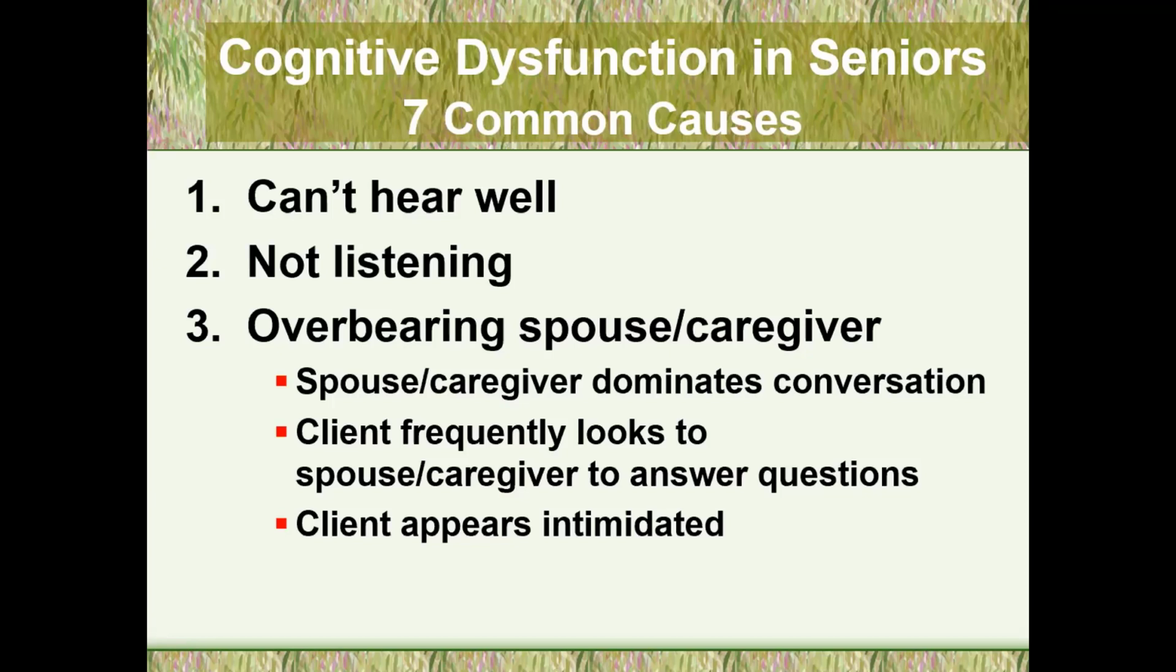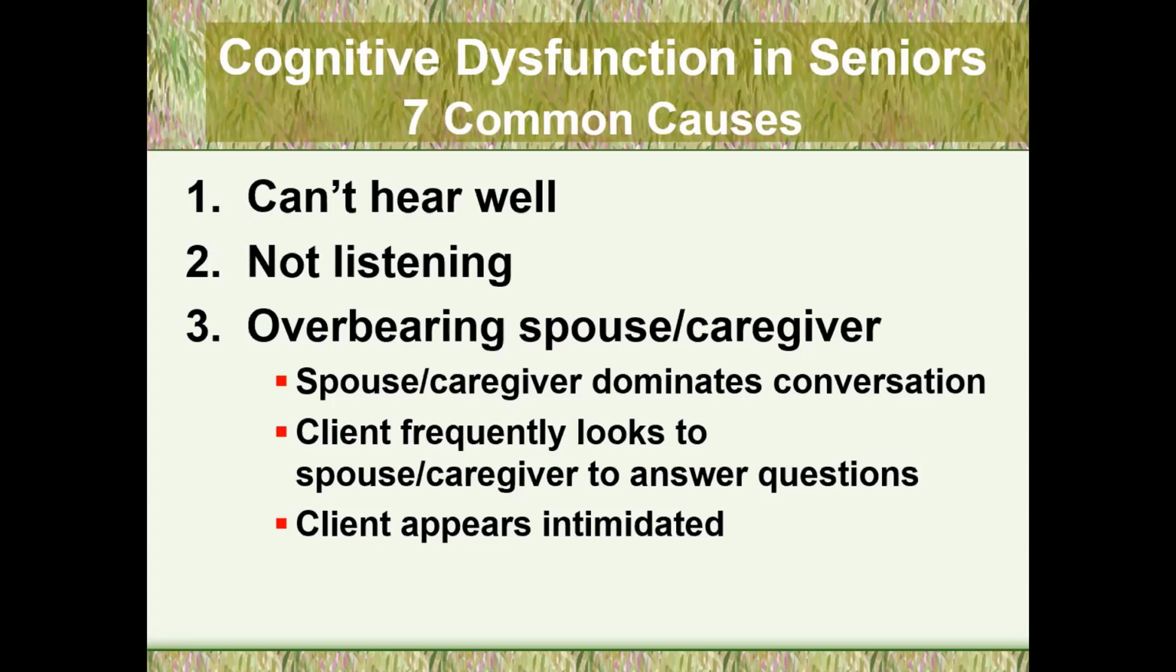And in that case, the client would look to the overbearing spouse or caregiver to answer their questions, because that's the status quo for them. Often you may find a client who appears to be intimidated by the spouse or the caregiver. And for that reason, I will always do my evaluations completely private, with nobody else in the room but the client and myself. So we're looking at 7 common causes of cognitive dysfunction.